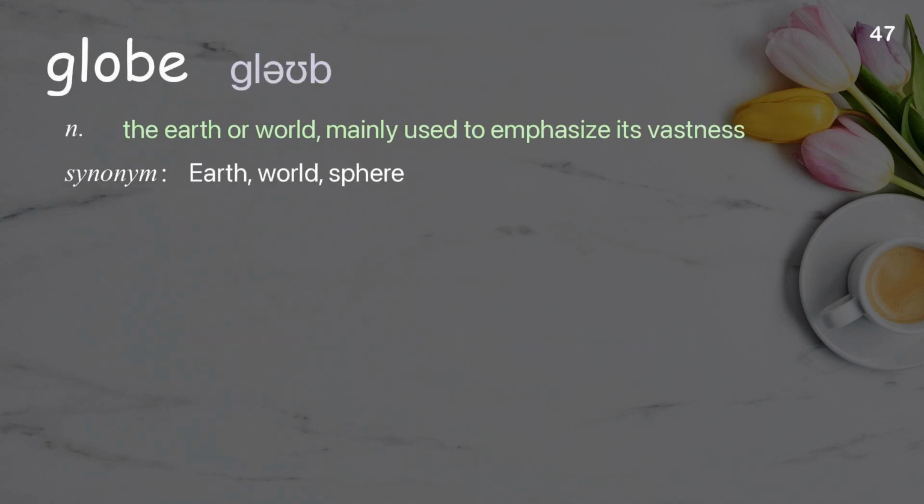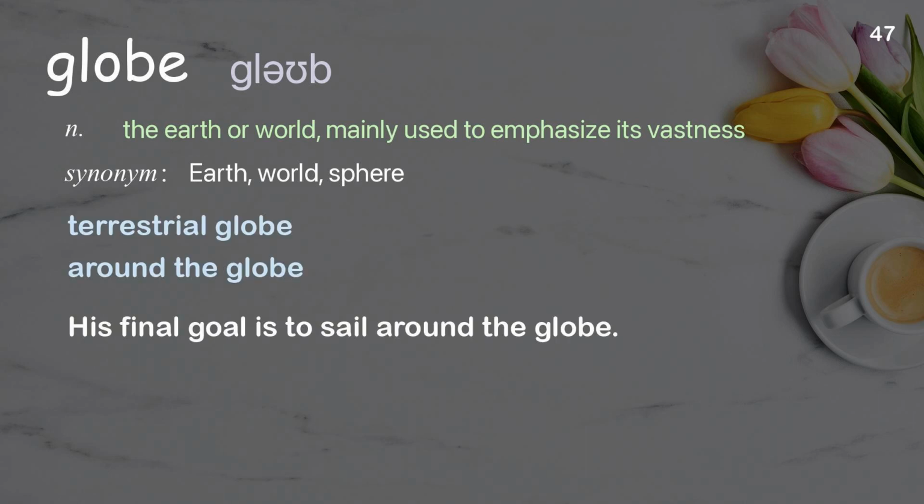Globe. The earth or world, mainly used to emphasize its vastness. Examples: terrestrial globe. Around the globe. His final goal is to sail around the globe.